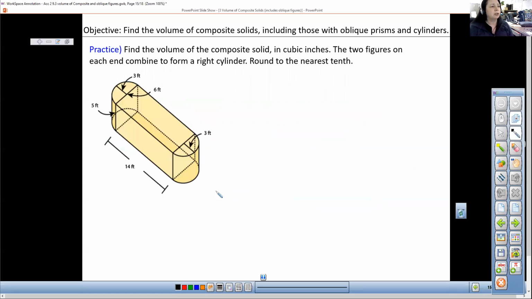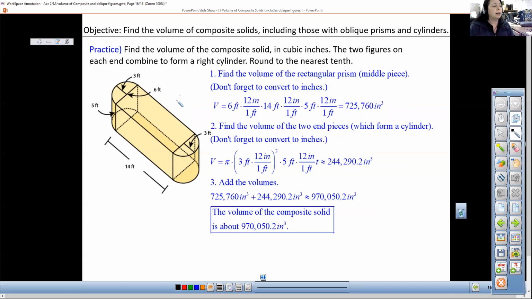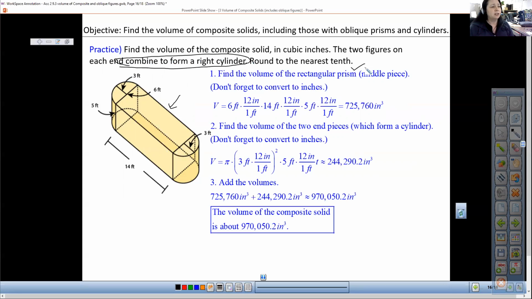All right, here is another practice problem. Pause again, give it a try, come back when you're ready. Okay, let's take a look. So this one, you have a rectangular prism, like a box shape in the middle, and you have 2 pieces on the end that, remember, together form a cylinder. So you find the volume of the prism in the middle, and you find the volume of the 2 end pieces, which is the volume of a cylinder, and add them together. You do, however, need to do some conversions here because you want cubic inches. So you want to convert everything into inches first, and then go ahead and calculate your volumes and add them together.